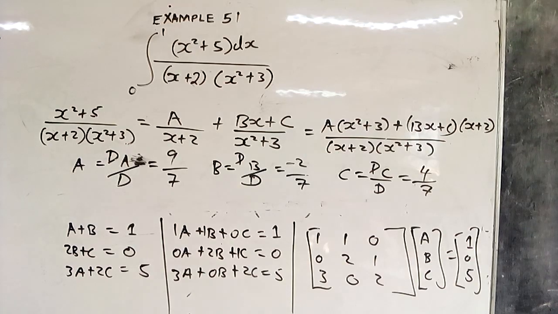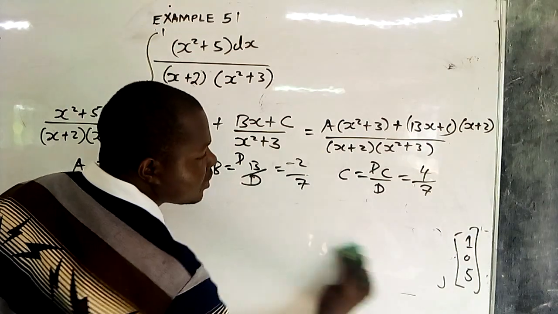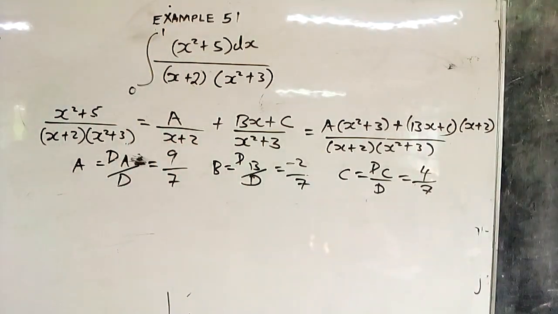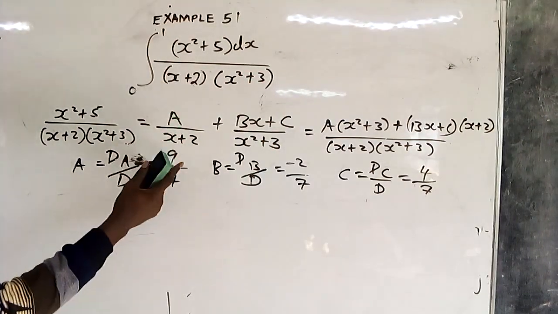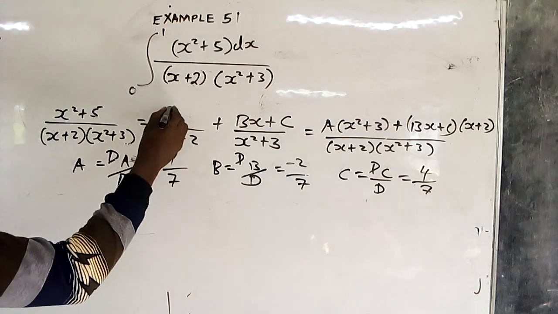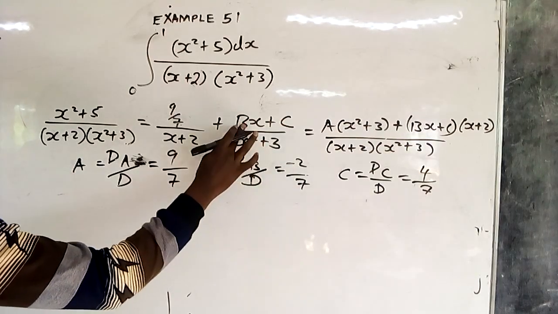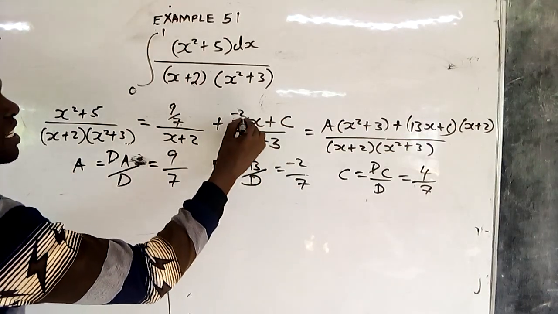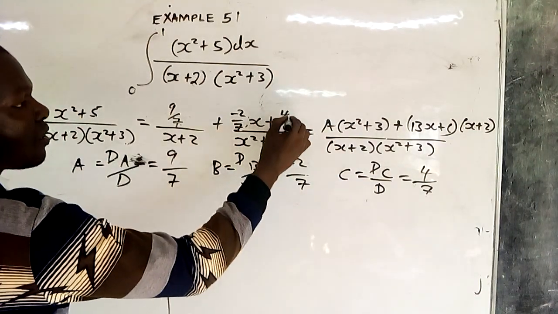You found the values of A, B, and C. Now you substitute there, and you are done. So it means where there is A, you put the value of A, which is 9 over 7. Where there is B, you put the value of B, which is -2 over 7. Where there is C, you put the value of C, which is 4 over what?